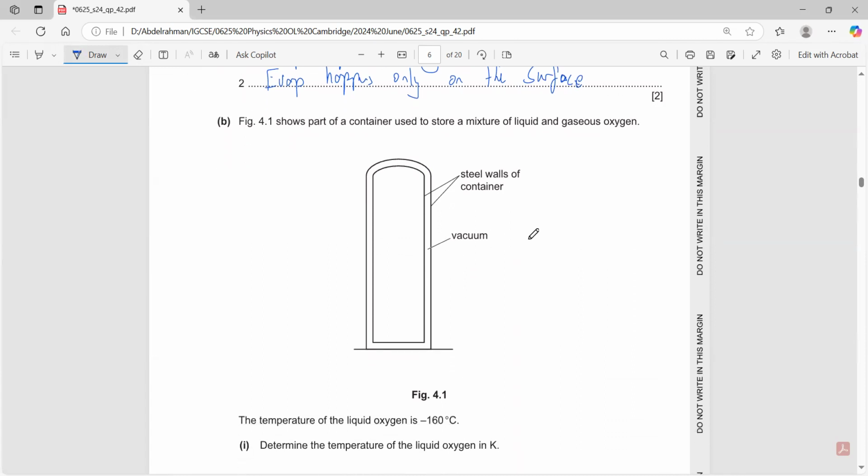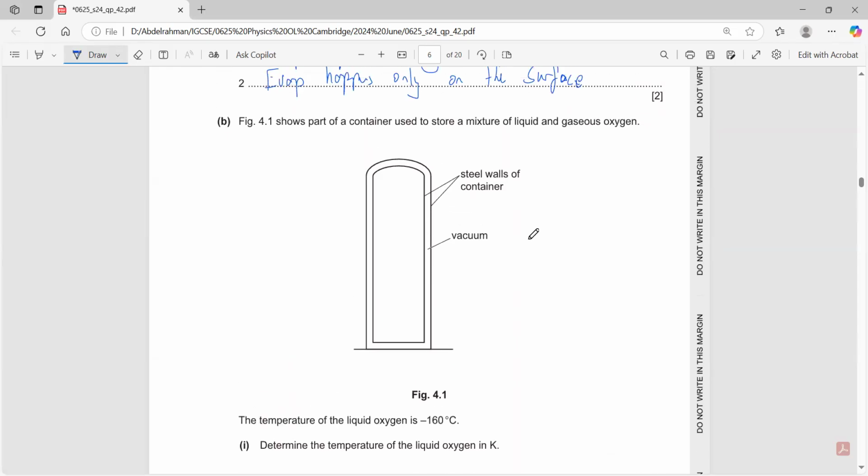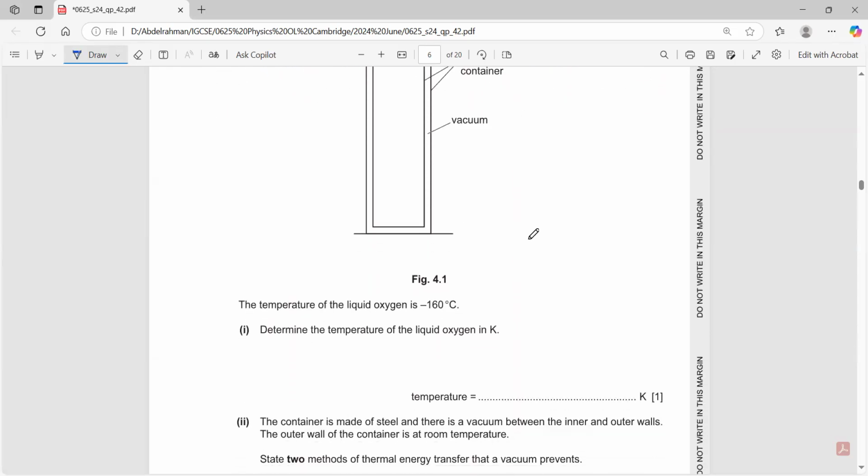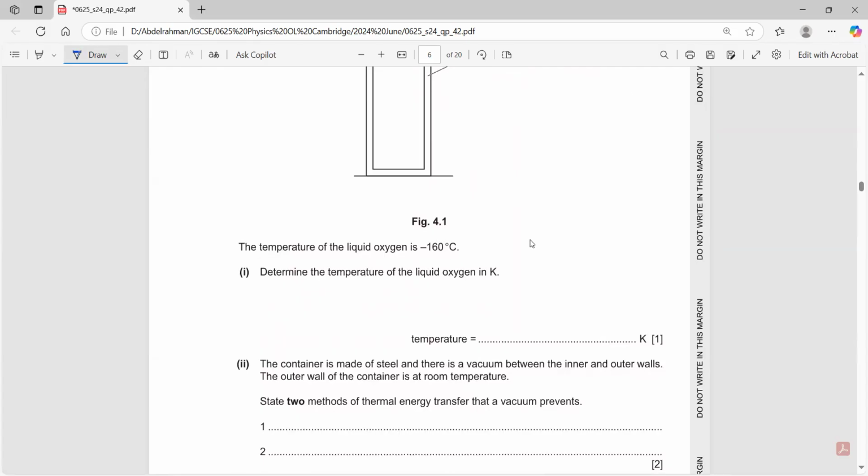Figure 4.1 shows part of a container used to store a mixture of liquid and gaseous oxygen. The temperature of the liquid is negative 160 degrees Celsius. Can I find it in Kelvin? Yes, I can find it in Kelvin by adding 273. So in Kelvin it would be equal to Celsius plus 273. Negative 160 plus 273 is 113 Kelvin.